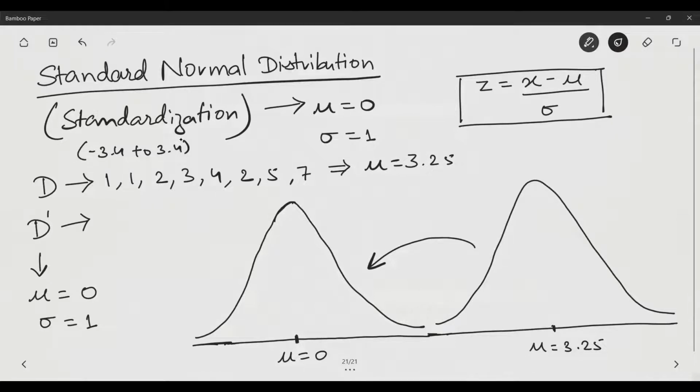Okay. Oh, sorry, bhai. 3.125. I don't think it makes any difference over here, but yeah, sorry. Right. So guys, are you able to understand this concept of normalization and standardization?